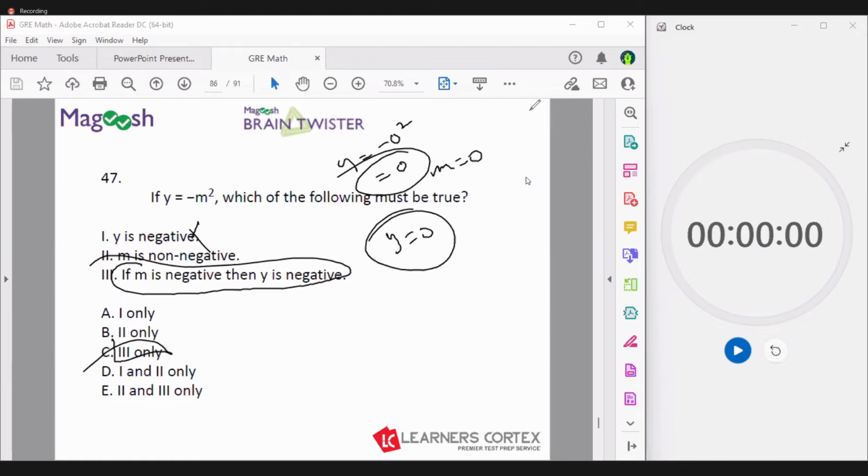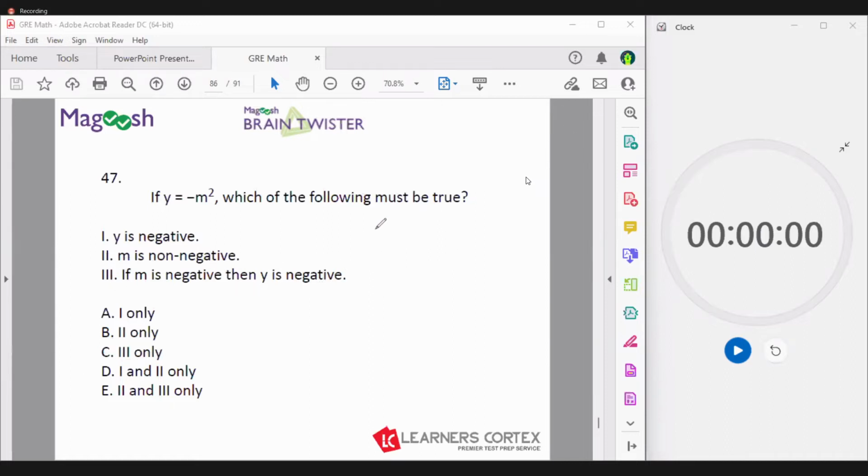Sir, a doubt. If m is negative, then can you just put any value and explain? M is negative. Anybody tell me any value? Yeah, -2. Okay, so this becomes y equals minus 2 square. This becomes minus 4. Okay, got it, right? So when m is negative, y is negative, this is the only statement that holds true.